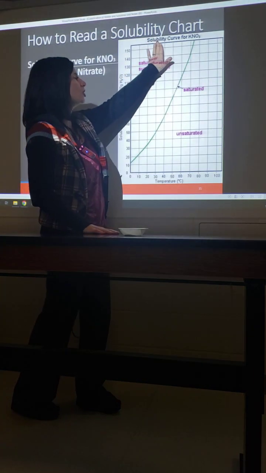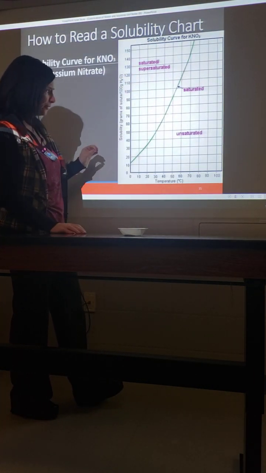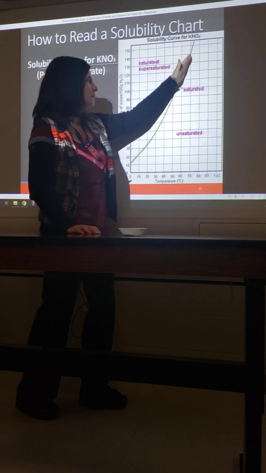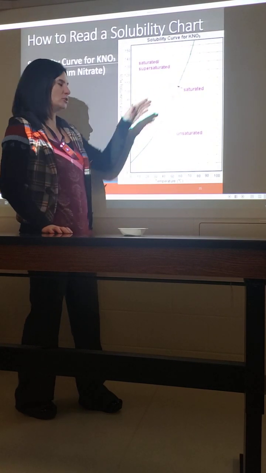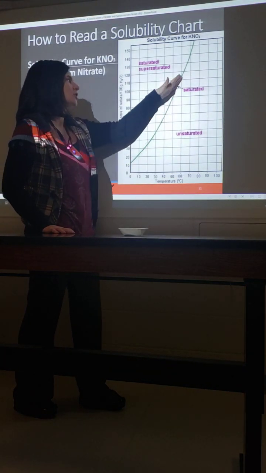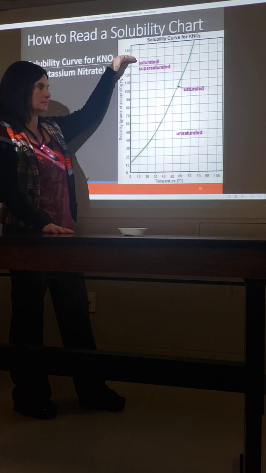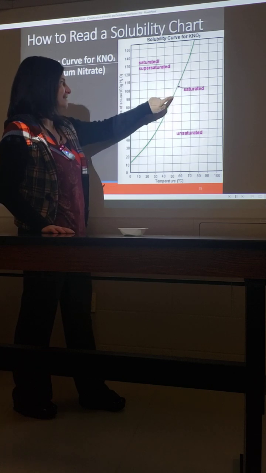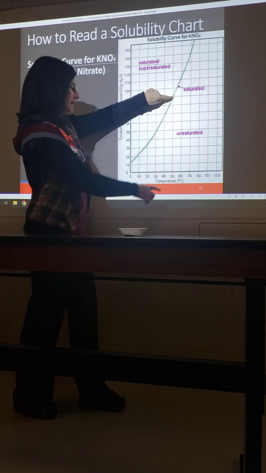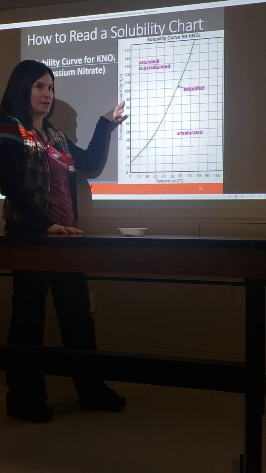Has a nice title, solubility curve for potassium nitrite. So I have this line. This line specifically shows the saturation. So as temperature increases, you can see I'm able to add more and more grams. Okay? There's a very set point. So like at 50 degrees Celsius, I could dissolve 90 grams in that water.